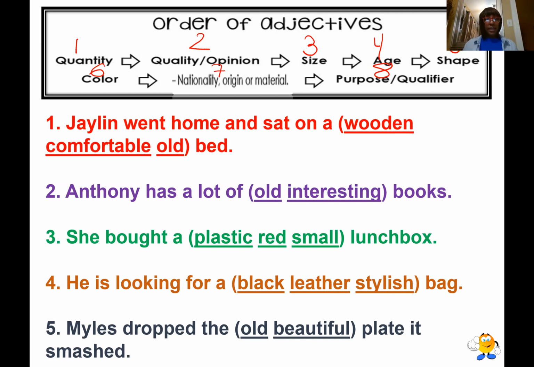Sentence one says, Jalen went home and sat on a wooden, comfortable old bed. So what we need to do is pay very close attention to the adjectives and place numbers above the adjectives that correlate with the numbers in our notes here, right?